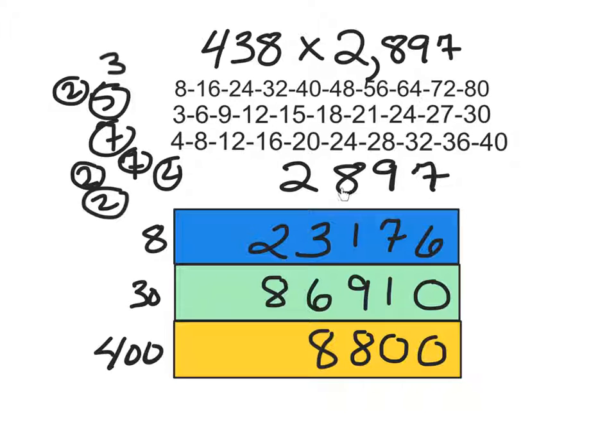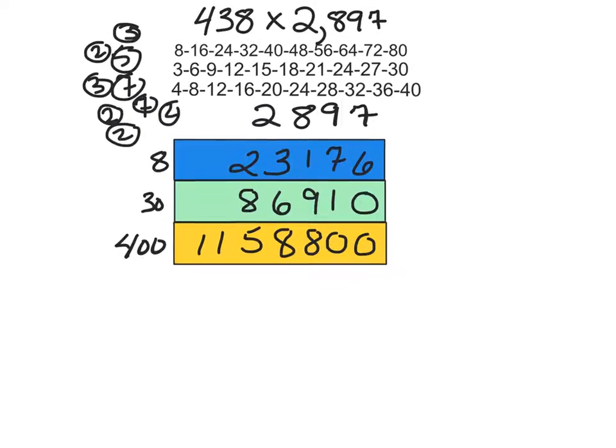4 times 8. 1, 2, 3, 4, 5, 6, 7, and 8 gives me 32. Plus this 3 here gives me 35. I'm going to drop the 5, carry the 3, and move along. 4 times 2. 1, 2 gives me 8. Plus this 3 will give me 11. I'm going to drop the 1 and the 1 because you guessed it, my friends, I'm all done with this area box. Now all I have to do is add these bad boys up, and I will have my final product and the answer of this problem.